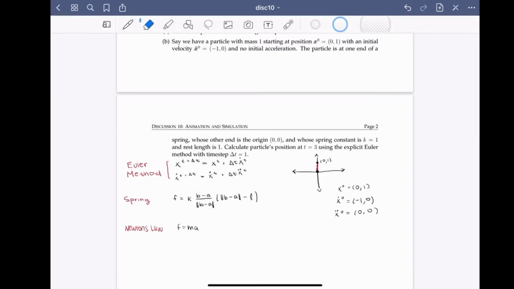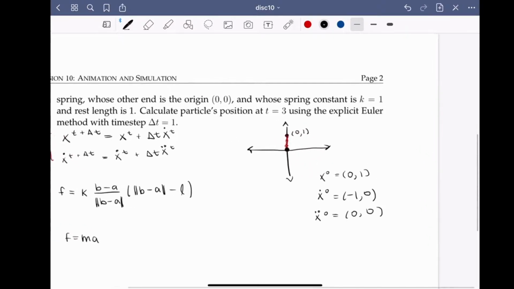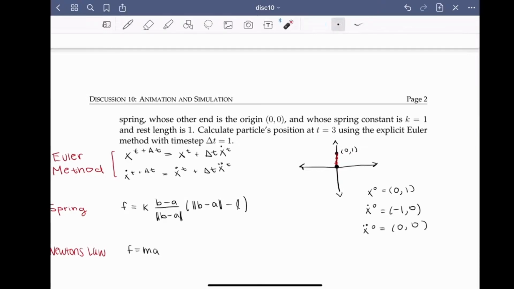Okay, on to number 3b. Say we have a particle with mass 1 starting at position 0, 1 with an initial velocity negative 0, 1 and no initial acceleration. The particle is at one end of the spring whose other end is the origin 0, 0. So I've kind of drawn out a picture here for you. This is the spring, and these are all the initial values we're given. Calculate the particle's position at t equals 3 using the explicit Euler method with time step 1.